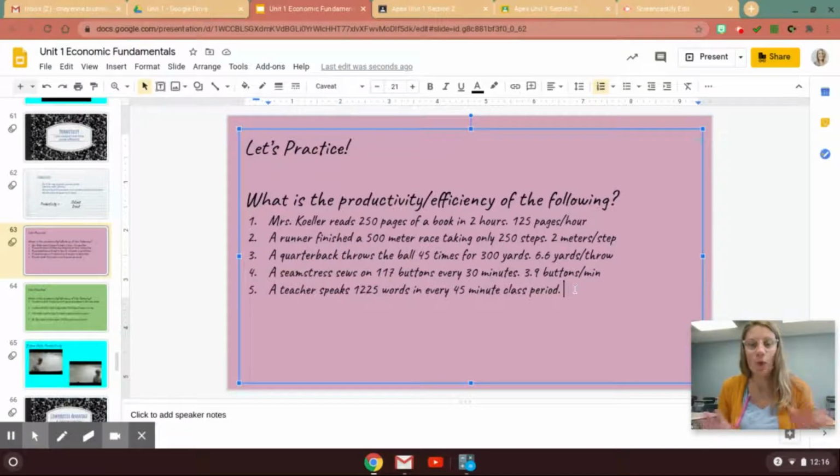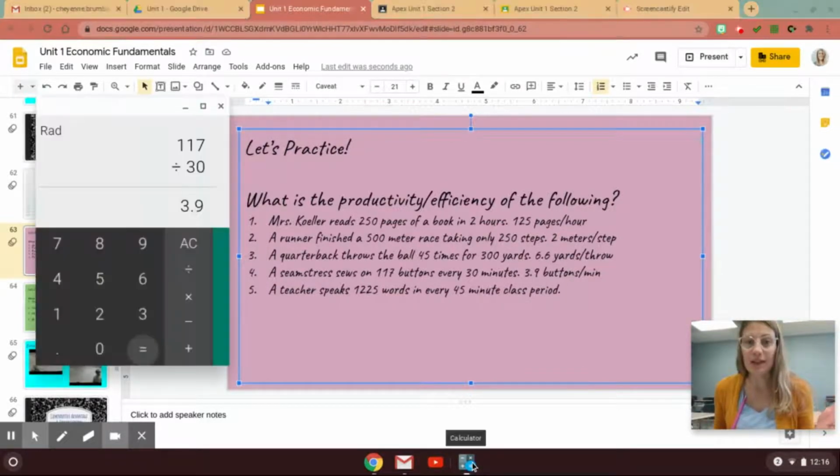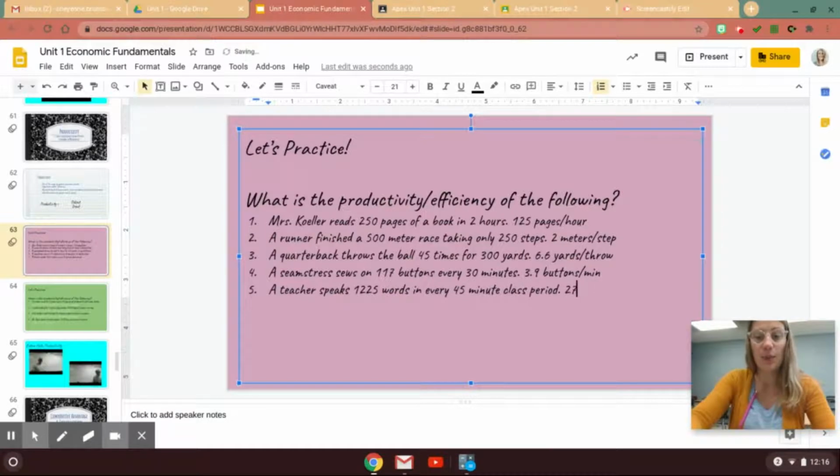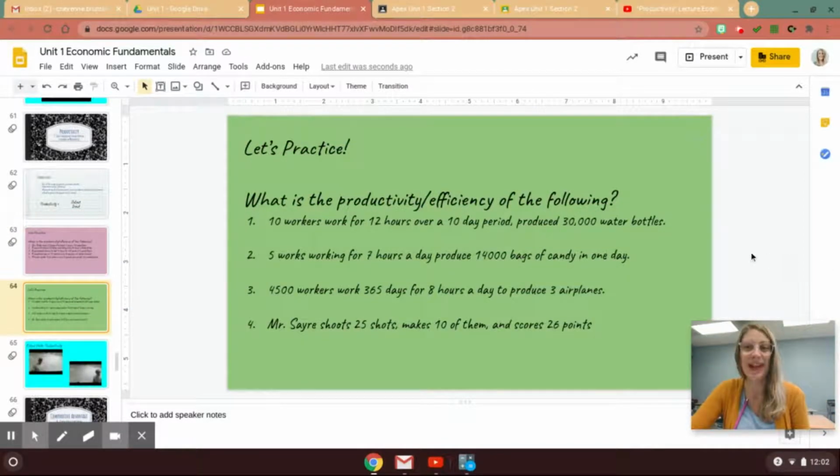Last one. A teacher speaks 1,225 words in every 45-minute class period. You guys, that's a lot of words. So her output would be 1,225 words, and her input would be 45 minutes. So 1,225 divided by 45 equals 27.2 words per minute.